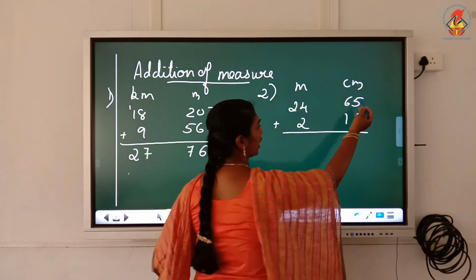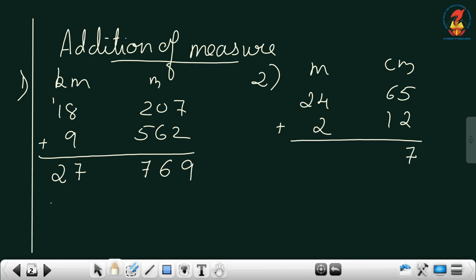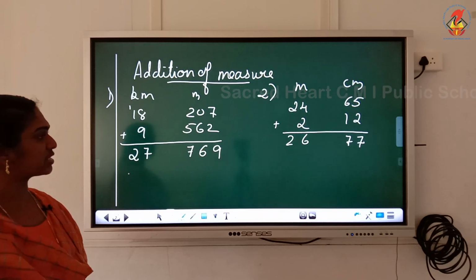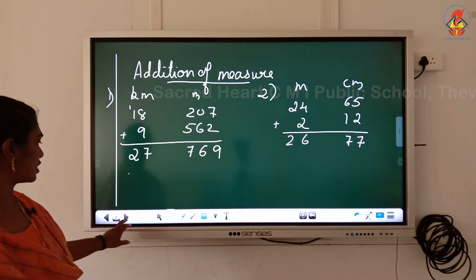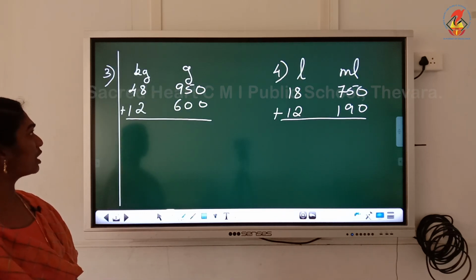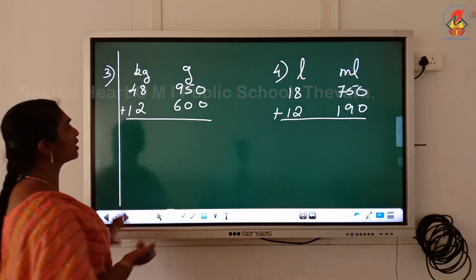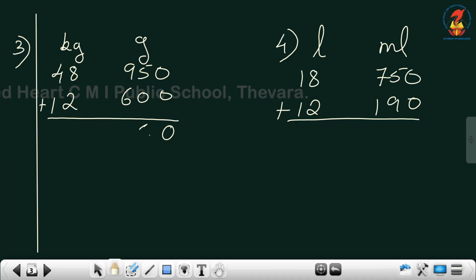Here you can see, add this, 5 and 2 you get 7, 6 plus 1 you get 7 again, 4 plus 2 you get 6 and 2, so you get 26 meter 77 centimeter. 26 meter 77 centimeter. Now coming to kilograms and grams, you can add this, 0, 5, 9 plus 6 you get 15. Here you are getting 15.